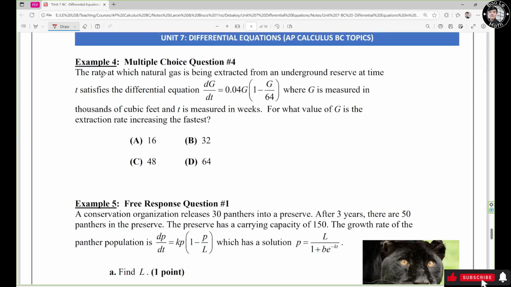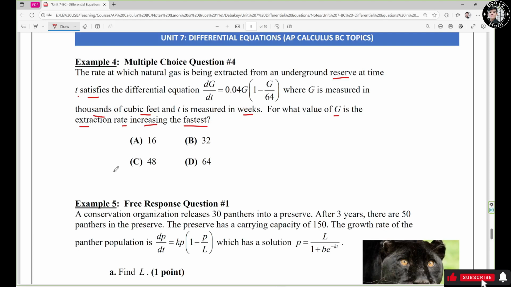Now let's take a look at example number 4. The rate at which natural gas is being extracted from an underground reserve at time t satisfies the differential equation dg over dt equals 0.04 g times 1 minus g over 64, where g is measured in thousands of cubic feet and t is measured in weeks. For what value of g is the extraction rate increasing the fastest?